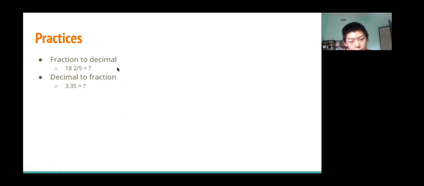So if we want to take 18 and 2/5 into decimal form, we end up with 18.4. If you want to take 3.35 into fraction form, it's 3 and 7 over 20.